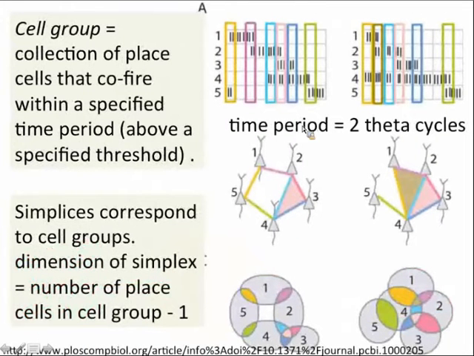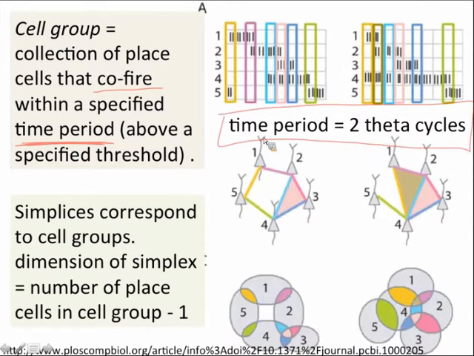But our goal is still to create our simplicial complex using only our cell groups. Our cell groups are things that co-fire within a specified time period, and both papers use the same time period. That makes it much easier to compare the two. The period is basically 2 theta cycles. If you've ever seen an EEG, you'll notice that it's periodic.